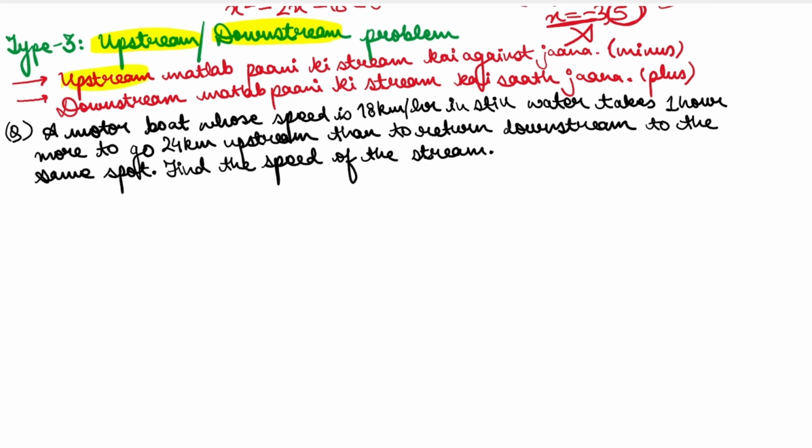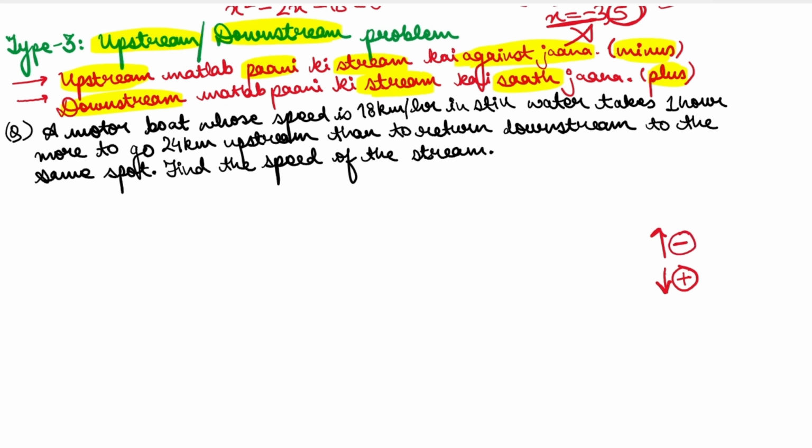Okay, so upstream मतलब क्या होगा? जब भी upstream बोलेगा इसका मतलब पानी की जो stream है उसके against जाना है, ठीक है, which means हम minus कर देंगे. Downstream मतलब हमें पानी की stream के साथ जाना है, इसका मतलब हम plus कर देंगे. So just remember, अगर कुछ upstream के बारे में बोल रहा है तो हम minus कर देंगे और कोई downstream के बारे में बोल रहा है तो हम plus कर देंगे. Okay, so this is basically a trick to remember it.